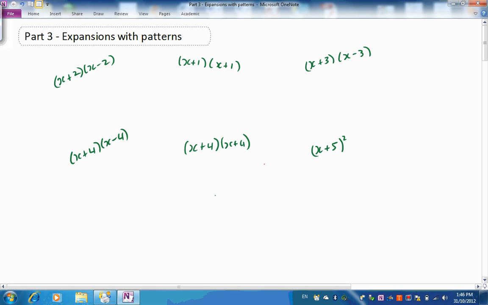I've been scribbling again. Can you see what this one's about? It says something about expansions.